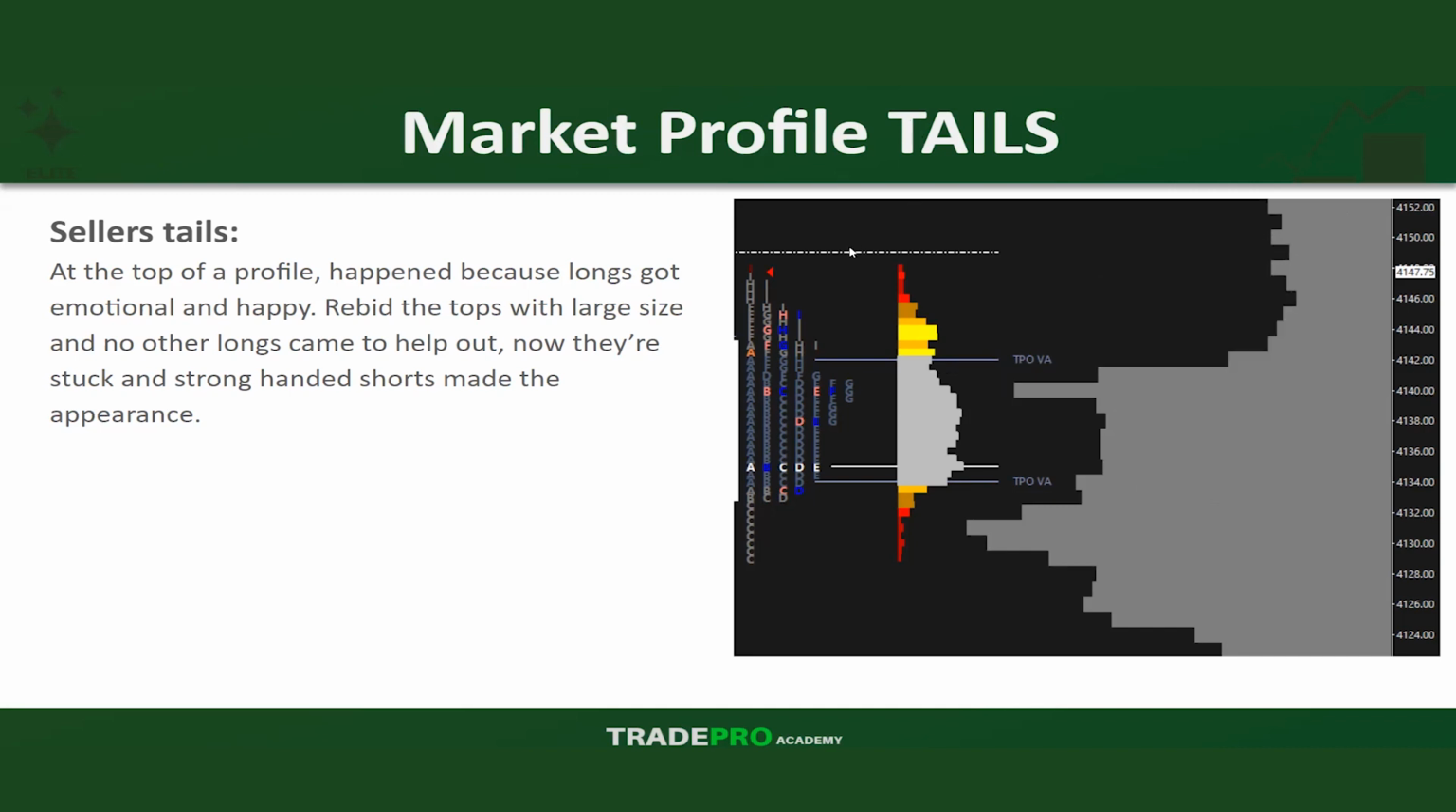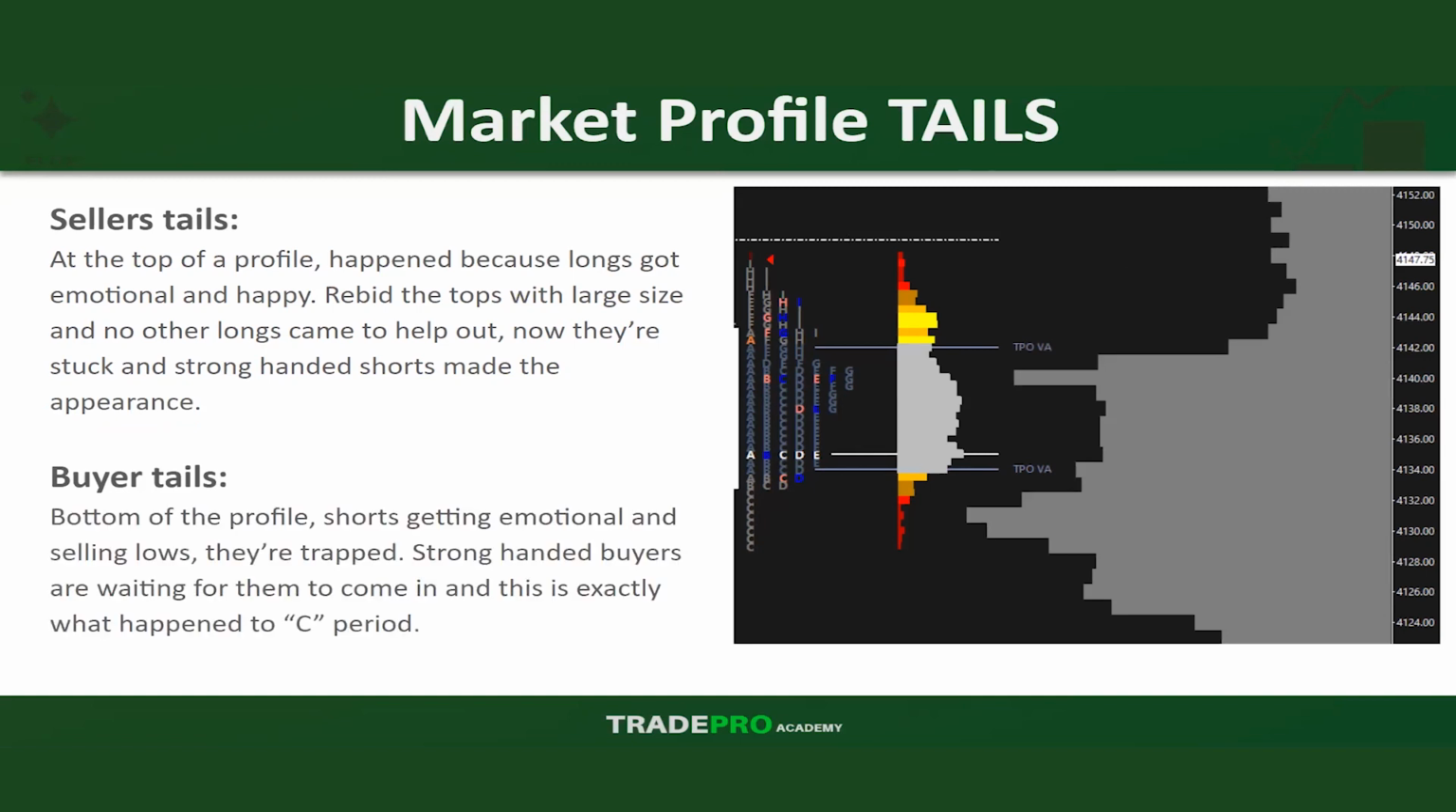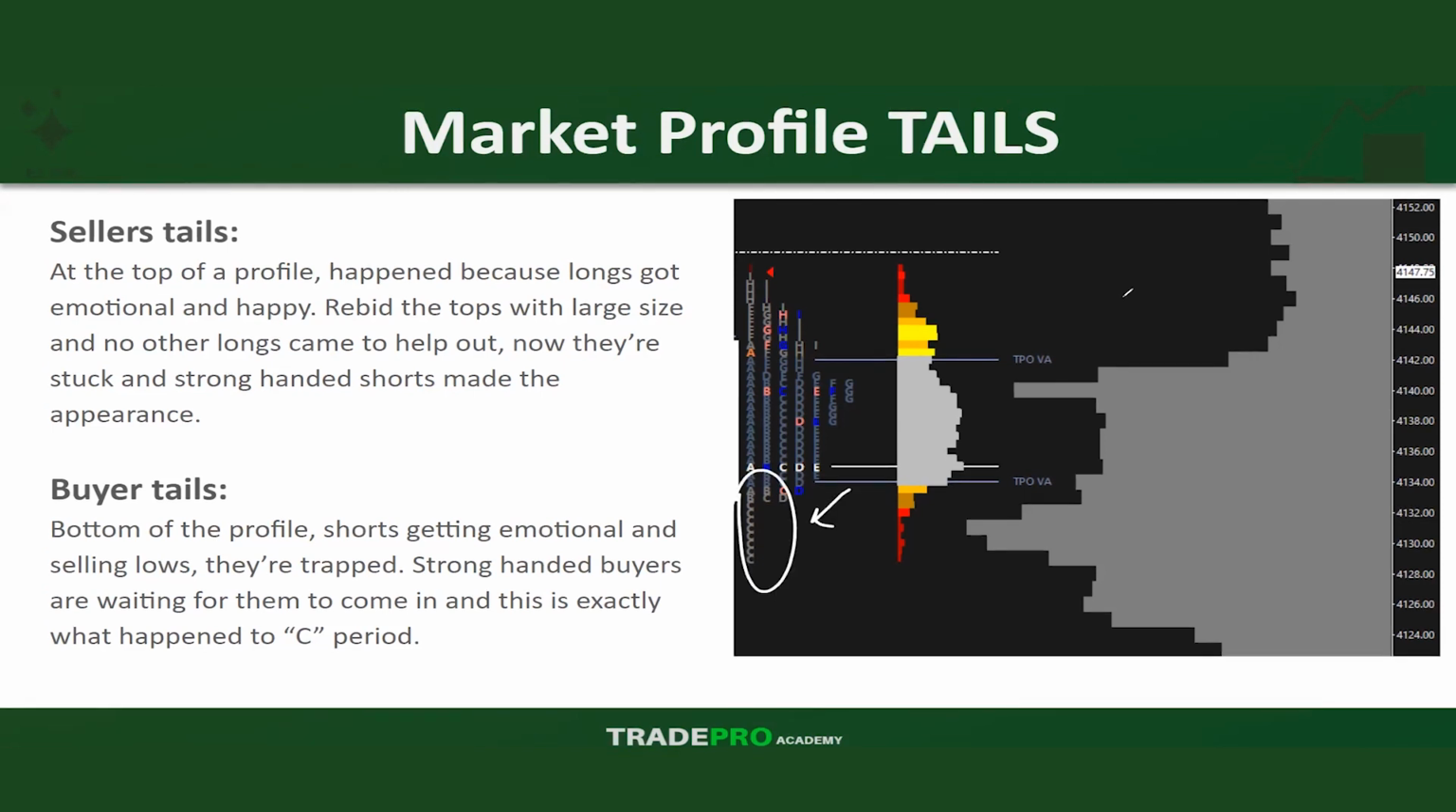And subsequently, what happens is the strong-handed sellers come in, notice these guys are stuck, and put that thing back into its mean. Now, buyer tails, right? They're at the bottom of the profile. Shorts getting emotional and selling into lows. They're getting trapped. Strong-handed buyers come in and they're waiting for them to come in. And this is exactly what happens at C. Emotional selling, strong-handed buyers step in.